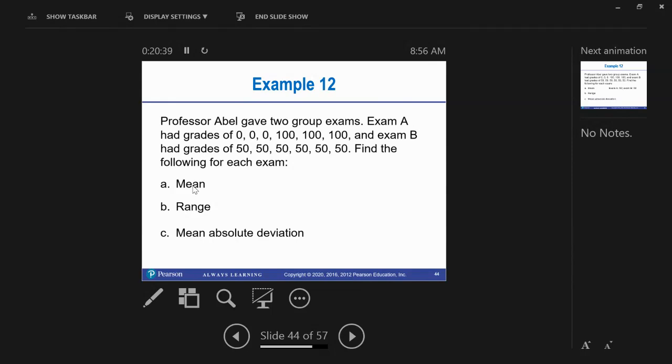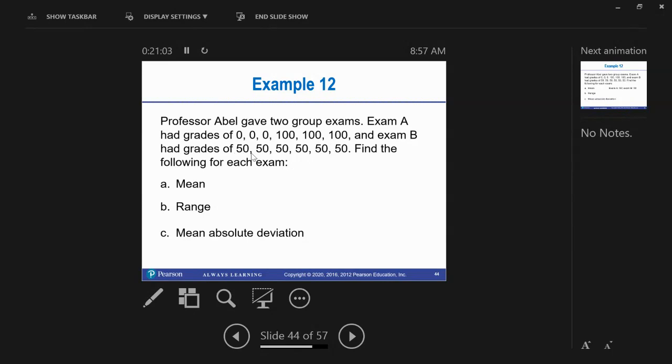Add and divide by what? So in this case, we have 6 in each set, right? Now, if you can see the pattern here, you really don't have to do a whole lot of calculating, because if you have 3 zeros and 3 100s, what's your average going to be?